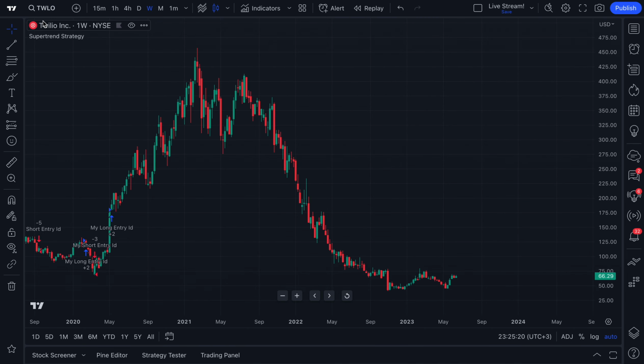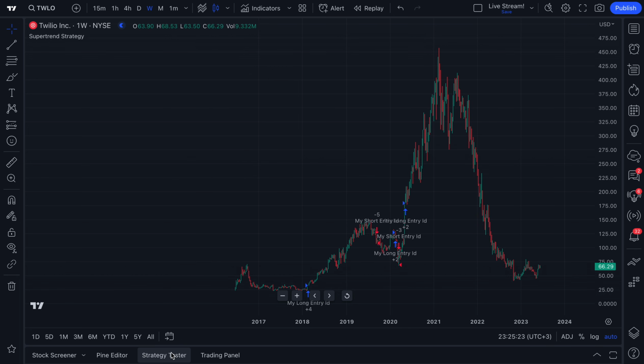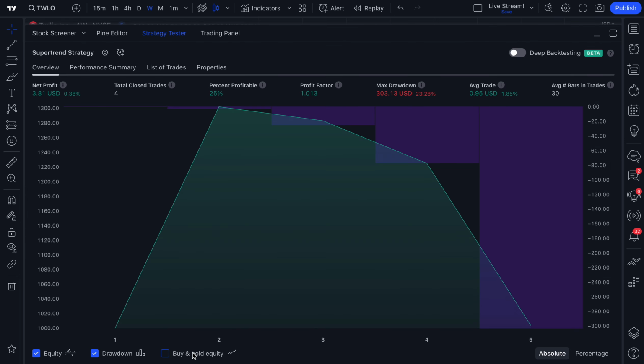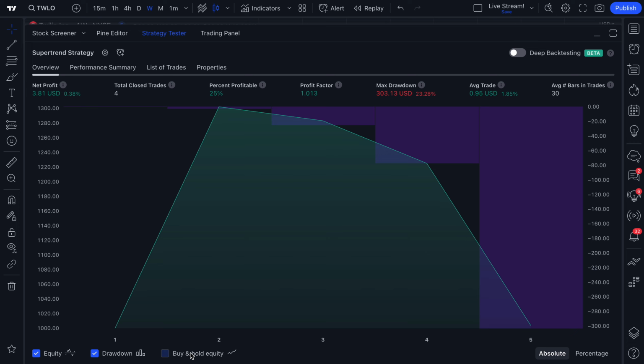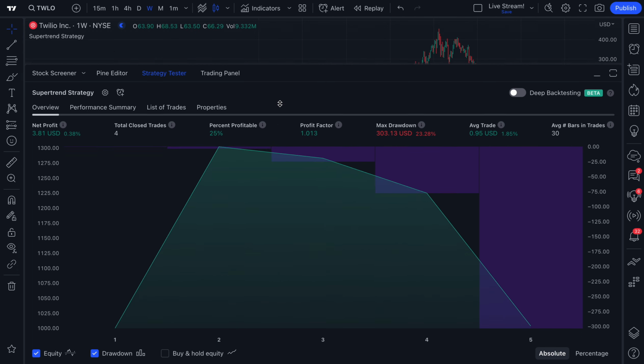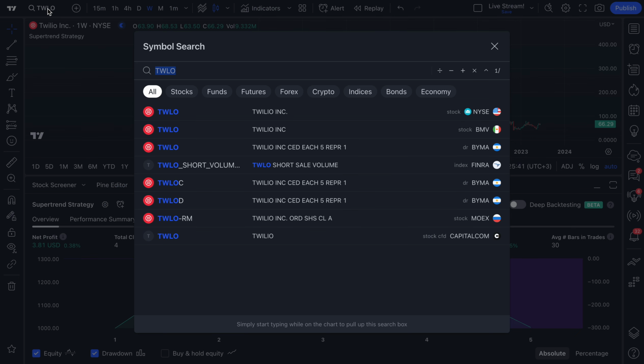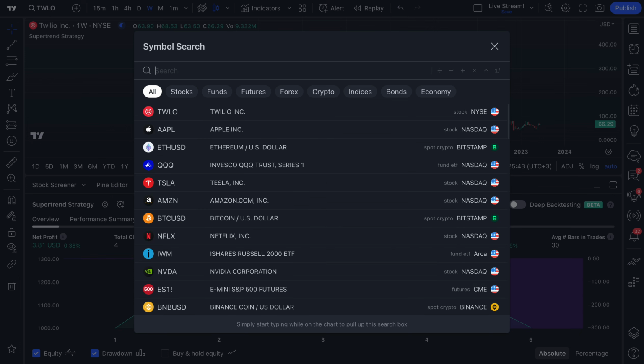If, for example, we type in TWLO, you may know Twilio, we type in strategy tester, now select buy and hold, and you can actually see that your buy and hold is just about 5,200, but it is still outperforming the super trend strategy. There are, as we mentioned earlier, you can really have some informative takes undergoing this process, just walking through symbols and comparing what your buy and hold would be versus your trading strategy.